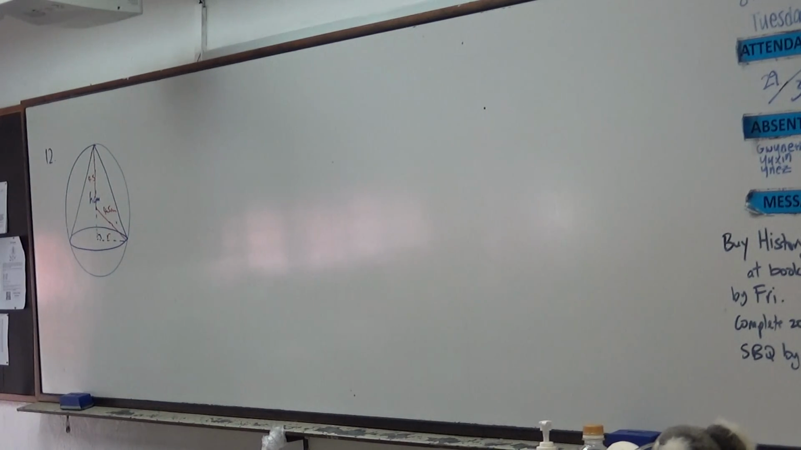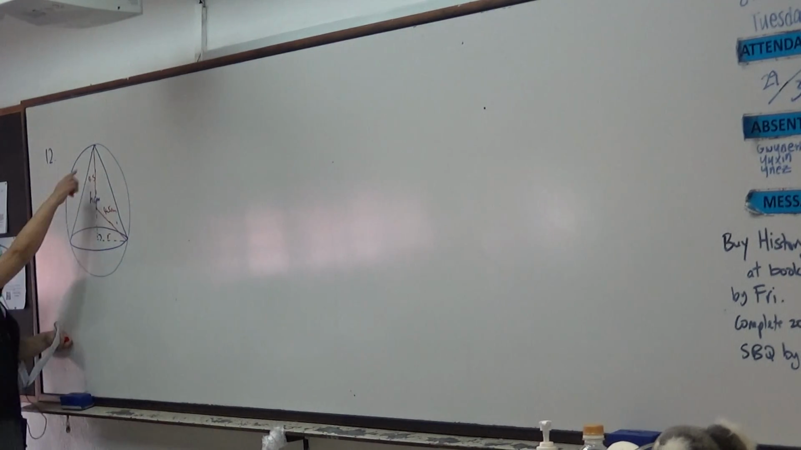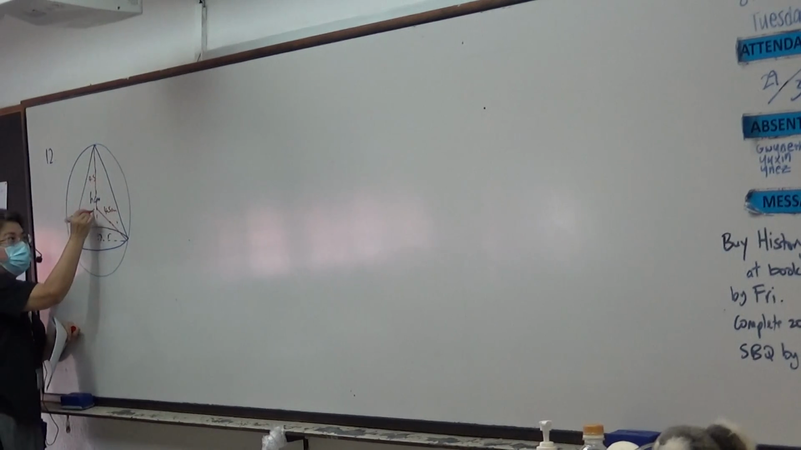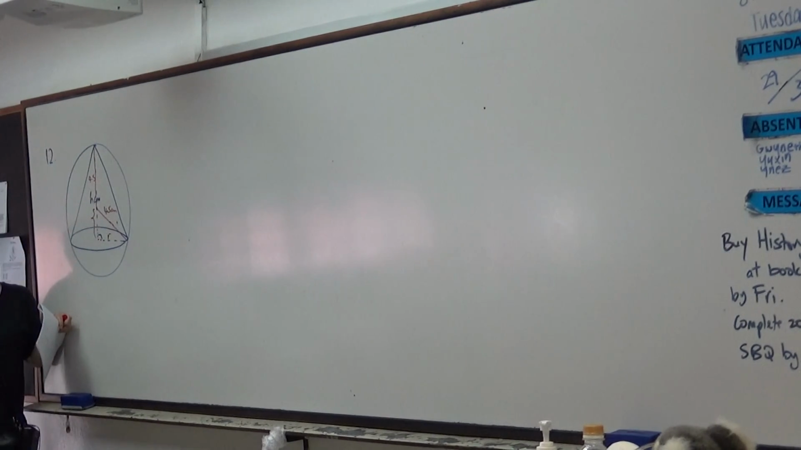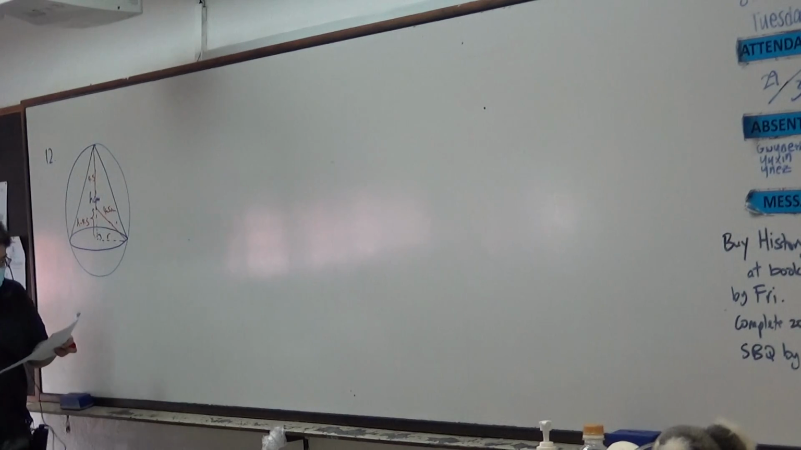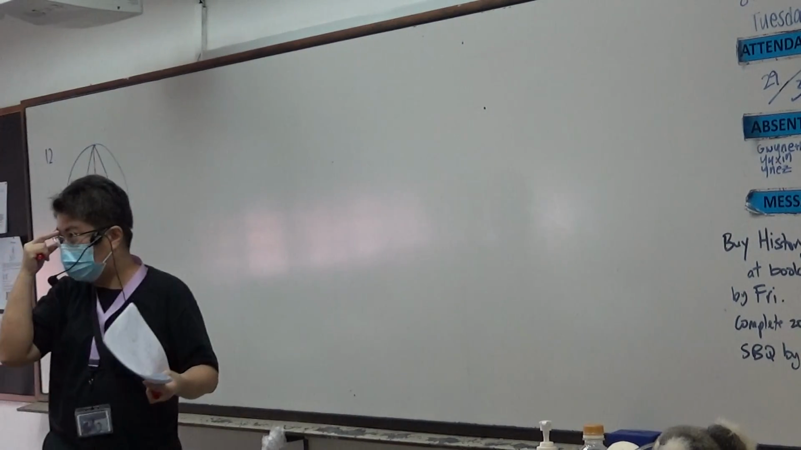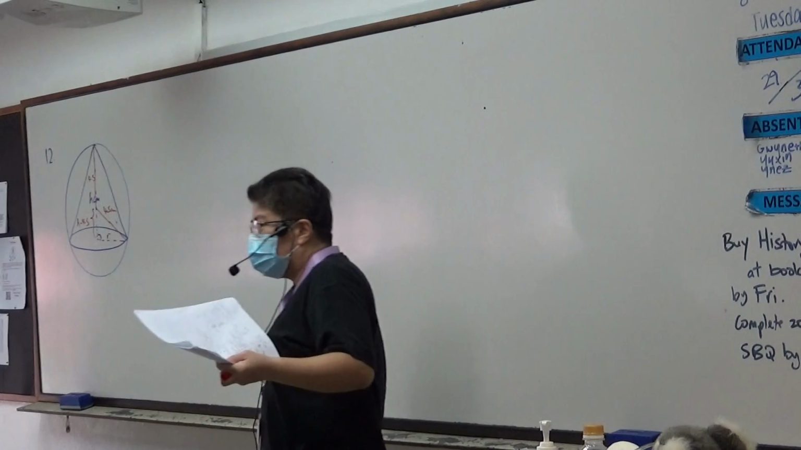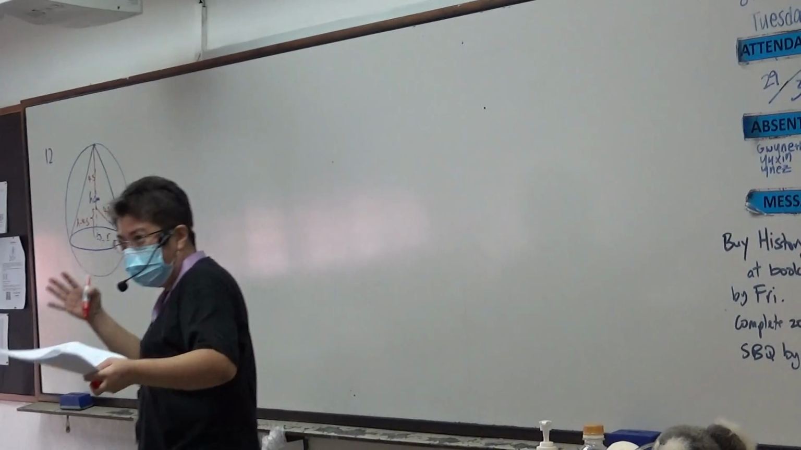Why? Because it's the radius of the sphere, correct? Now, if this whole thing is h and this is 4.5, how much is this? H minus 4.5, right? Everybody agree with how I'm talking about? Yes or no? If you do not even know the orientation of the diagram, that's it.